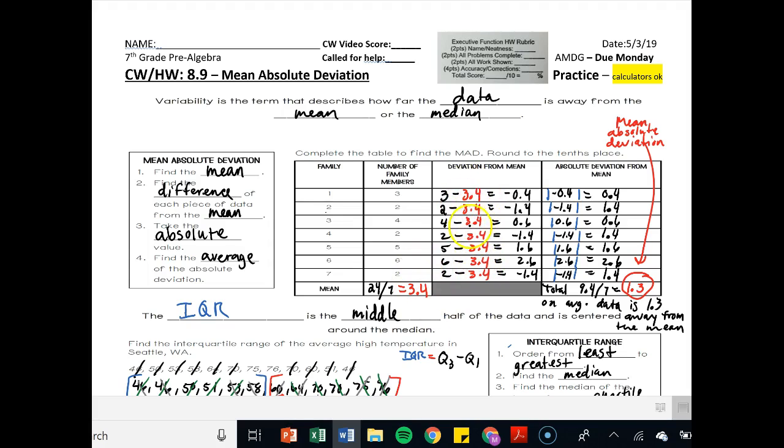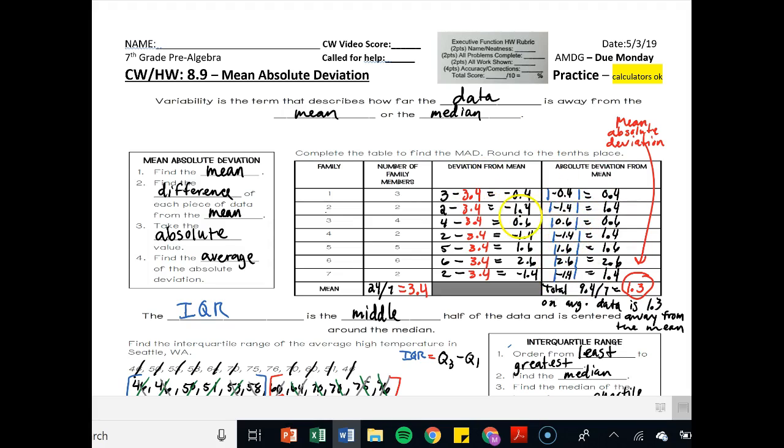Once you find that, you're going to take all your values, whether they're positive or negative, and take the absolute value. So remember, absolute value is how far a number is from 0. So any negative number becomes positive, and any positive number is also positive. So negative 0.4 is 0.4. Negative 1.4 is 1.4. The absolute value of 0.6 is 0.6, and so on and so forth.